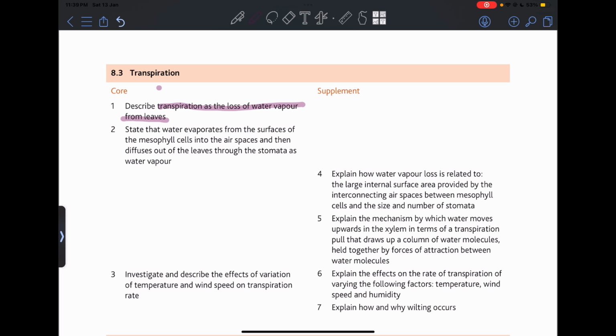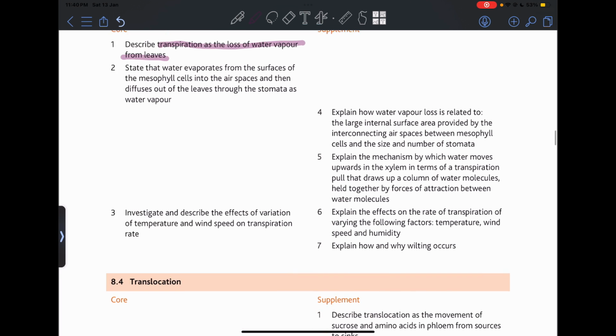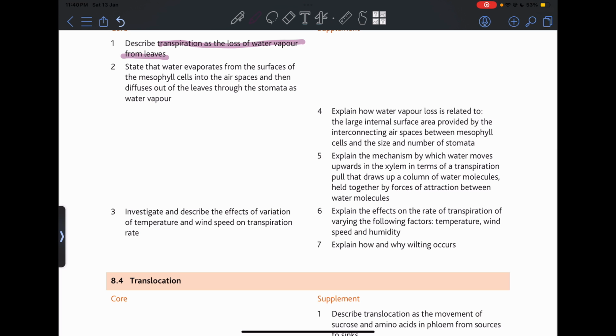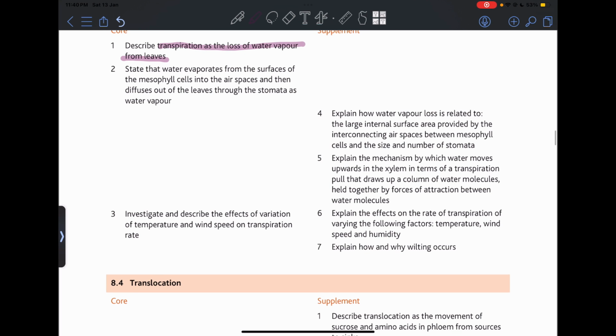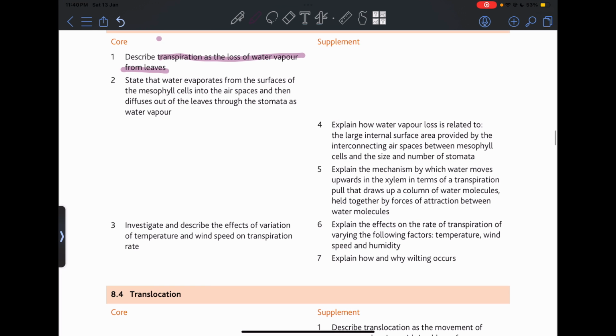This is very important. Now number 2 says state that water evaporates from the surfaces of the mesophyll cells into the air spaces and then diffuses out of the leaves through the stomata as water vapor. So you have to know that this is how water evaporates from the mesophyll cells. Number 3 says investigate and describe the effects of variation of temperature and wind speed on transpiration rate. So if you have high temperatures and different wind speeds, then it may decrease or increase the transpiration rate according to the optimum for transpiration. If you have higher wind speeds, then the transpiration may increase.